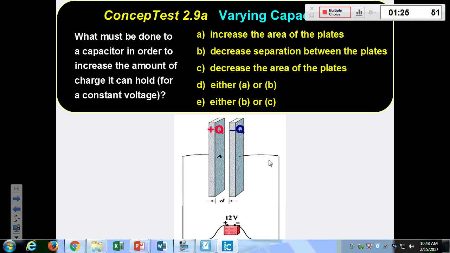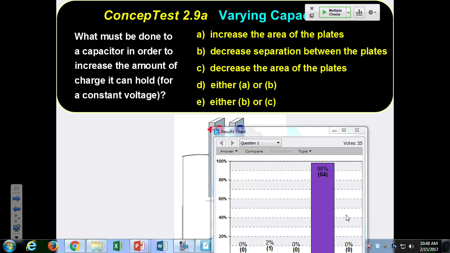All right, let's stop at 135. Just guess if you're not sure. Just a few more seconds. All right, that's good. Either A or B.